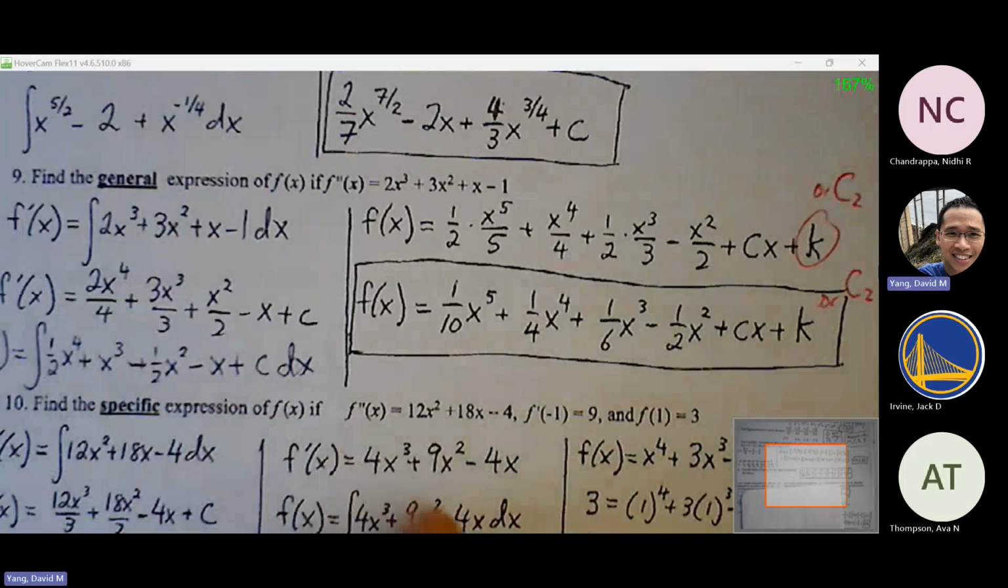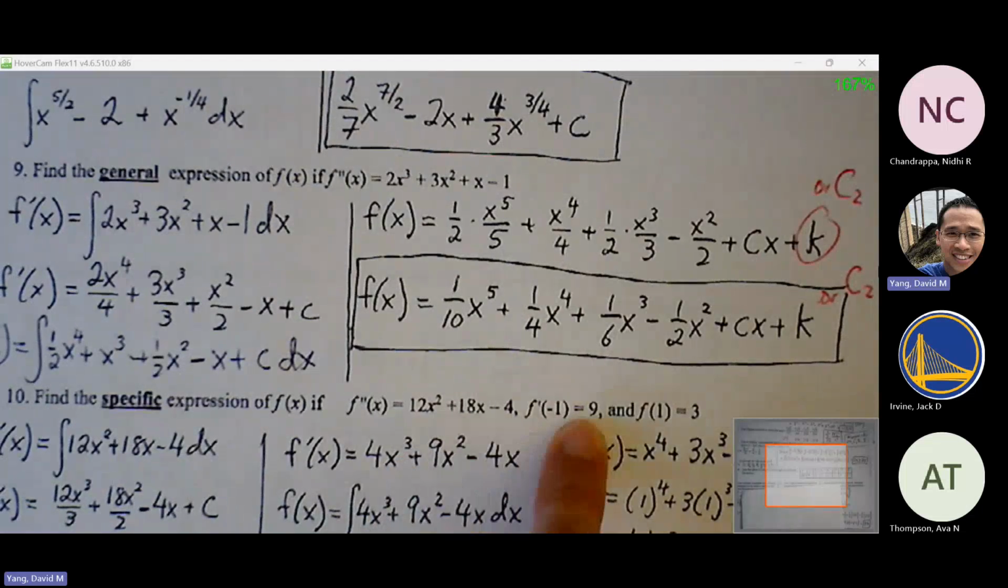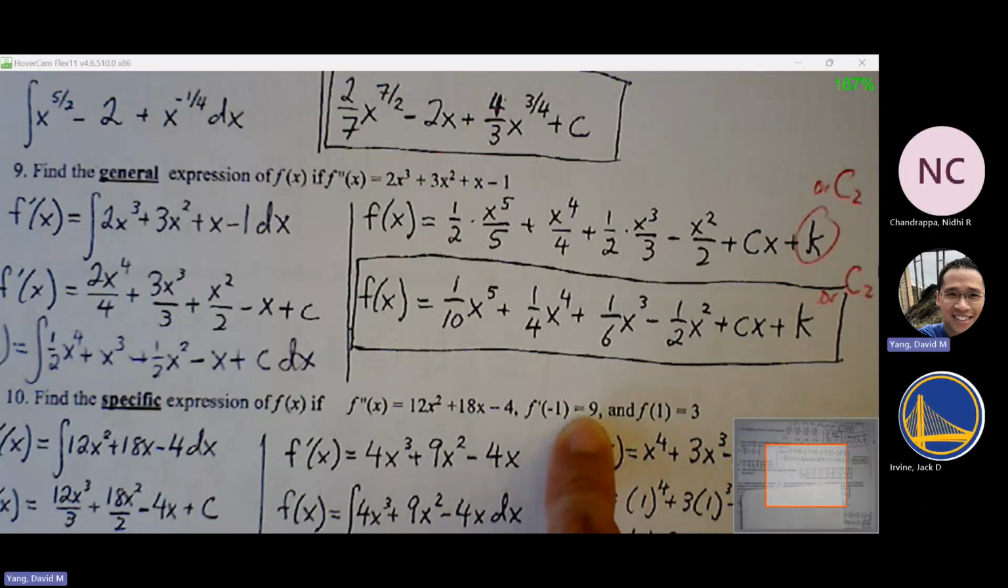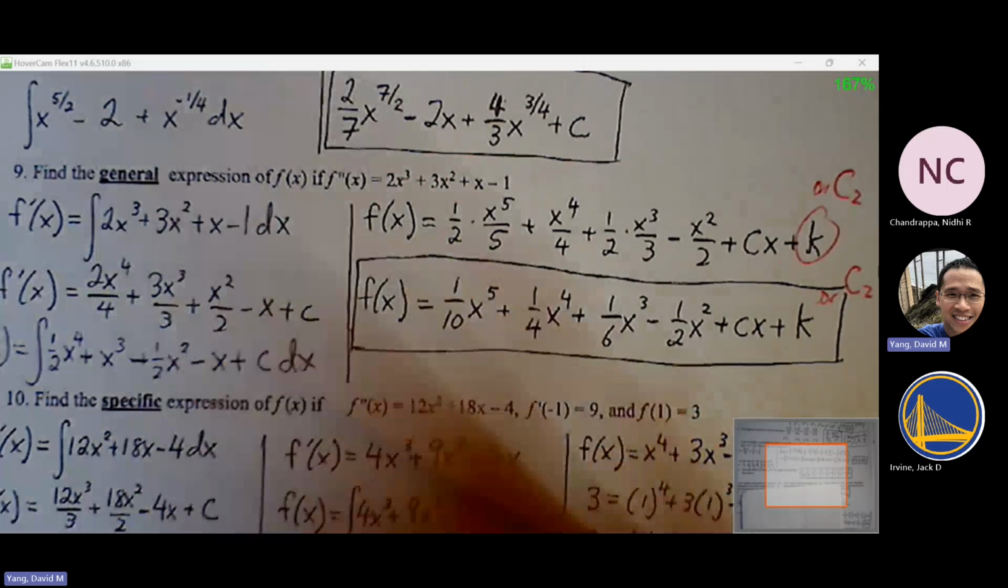Number 10, same process as number 9. It's just that each time we find the antiderivative, we're going to have an ordered pair to help us solve for that constant at that level. And we'll update the equation and take the antiderivative again. Another plus c shows up, and then we can plug in that ordered pair at that level as well.